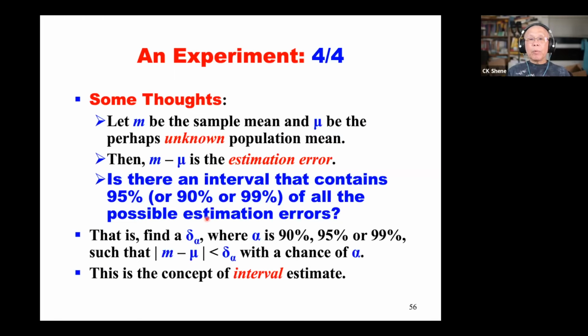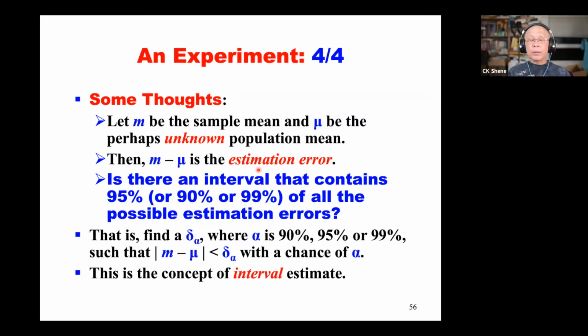So here are some thoughts for us to do the next step. Let's say M is the sample mean, which is computed from a sample, and mu is the population mean, which may be unknown. So this is our calculated one. This is the unknown one. So M minus mu is referred to as the estimation error.